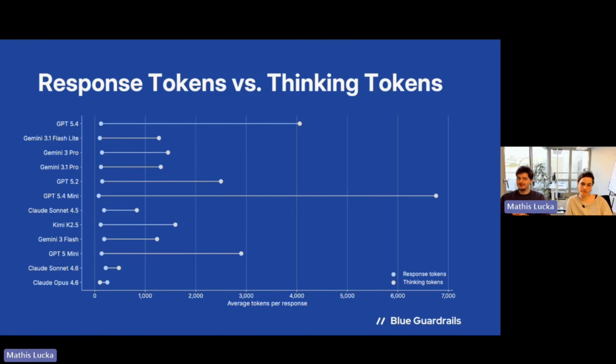What does that mean? It means it's a lot more expensive and a lot slower. If you take GPT 5.4, for example, that's a model cost-wise on par with Gemini 3.1 Pro, but the difference was really big in actual costs because it produced so many more thinking tokens that, of course, also get billed. And also the difference in latency, as Miriam said, 60 seconds for GPT 5.4 versus something like 20 seconds for Gemini 3 Pro. So thinking tokens have a big impact.